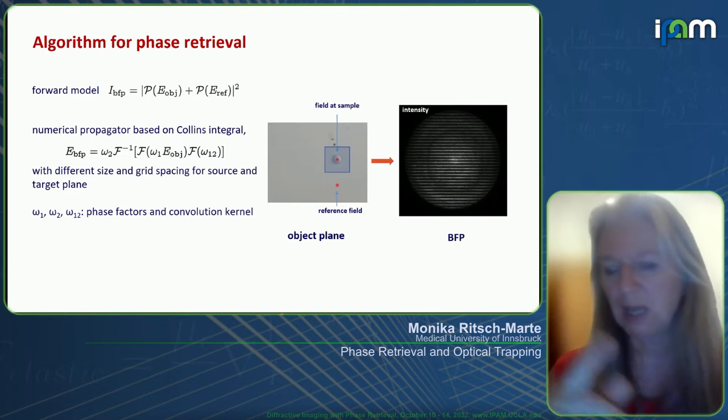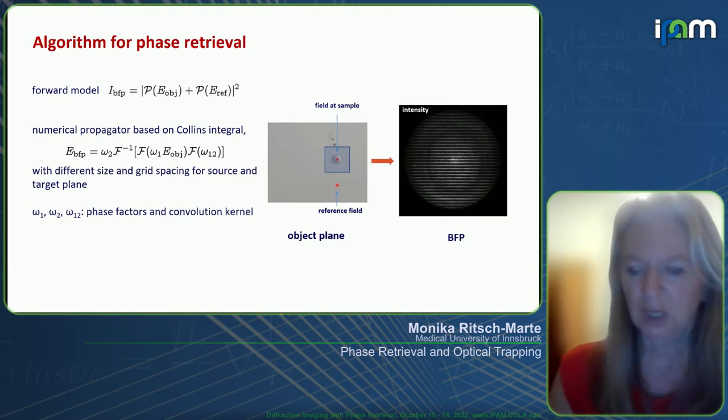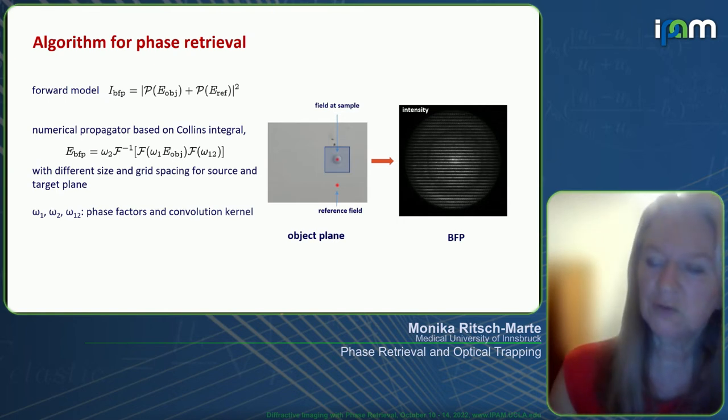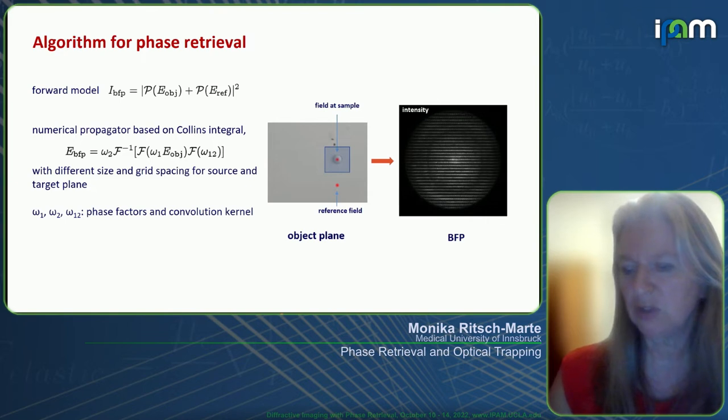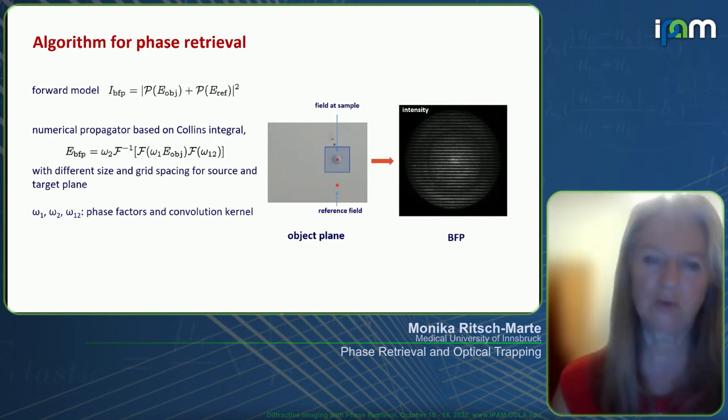So we make a guess, iteratively do a propagation back and forth, until we converge, so that the predicted field from the numerical propagation really matches what we observe in the camera plane, in the back focal plane.